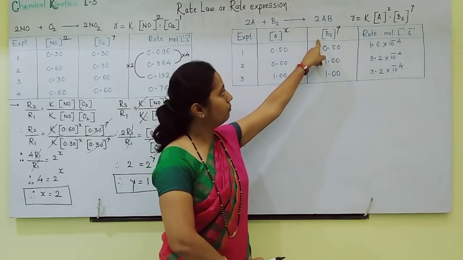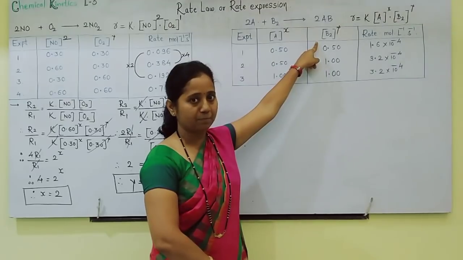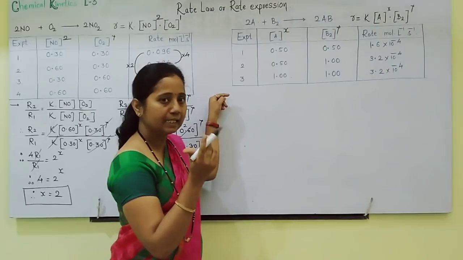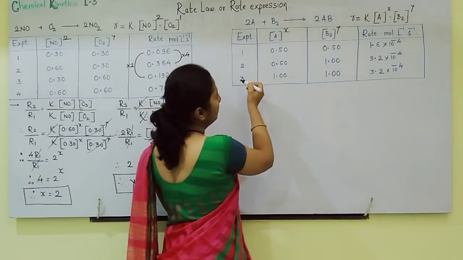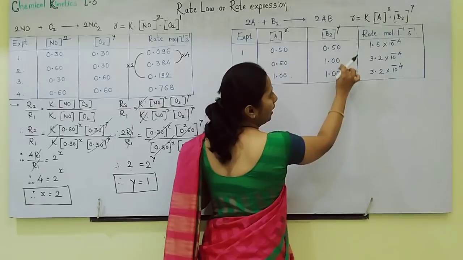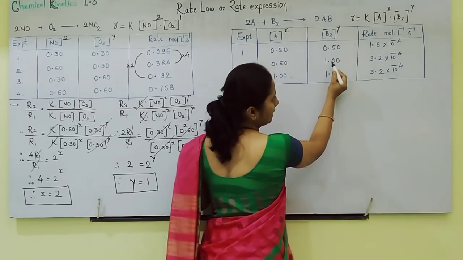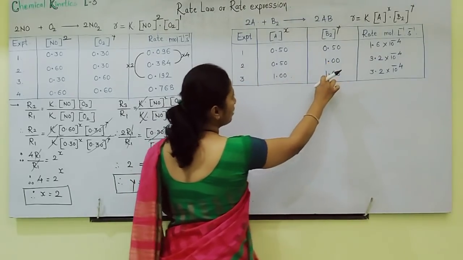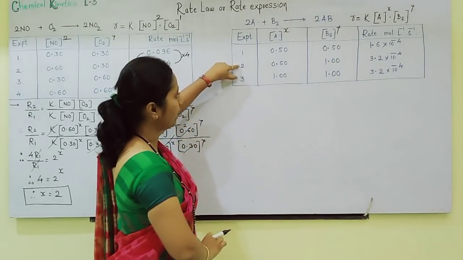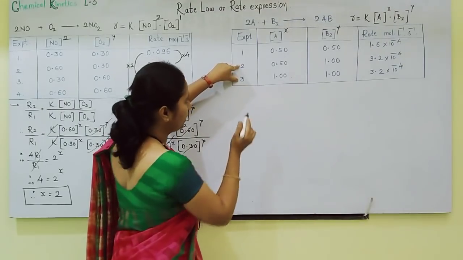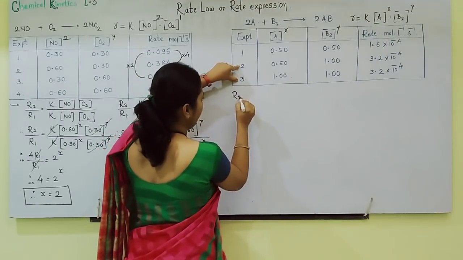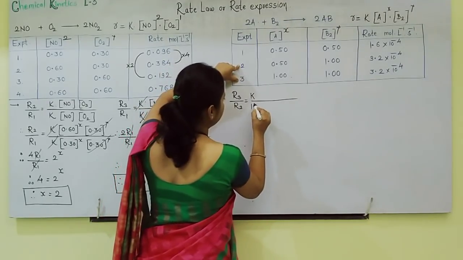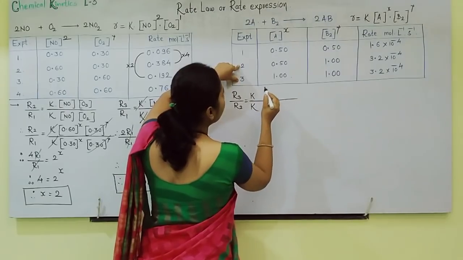For that, B2 concentration should be kept constant. So which experiment should I consider? Here 3 experiments are performed. B2 concentration is constant for the second and third experiments. So I am taking experiment number 2 and experiment number 3. See, student, R3 by R2 is equal to K.